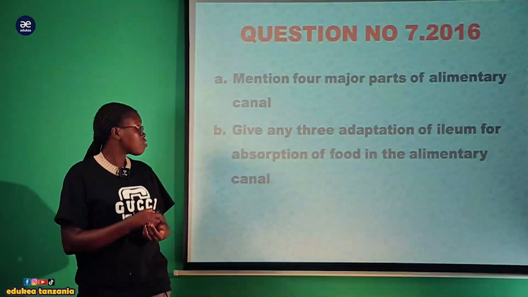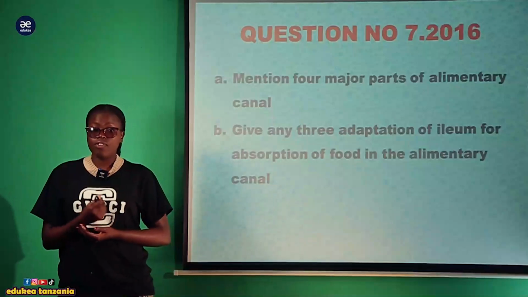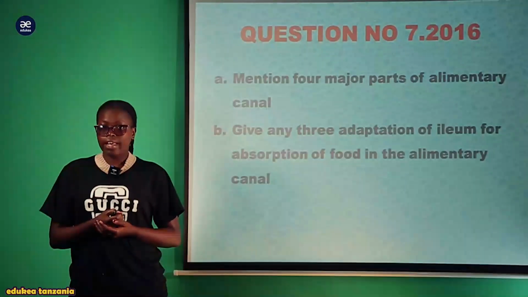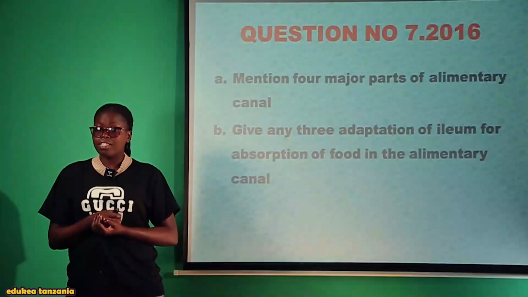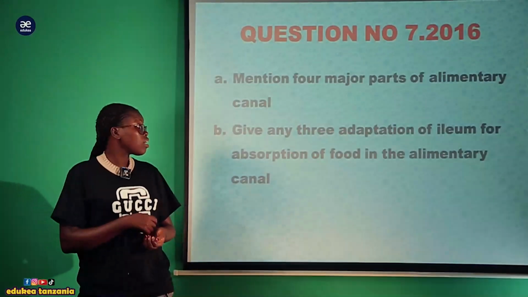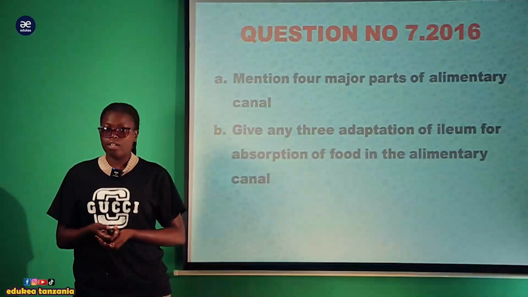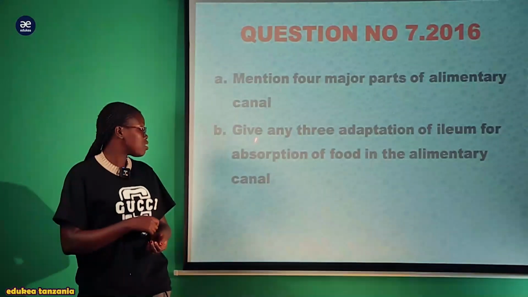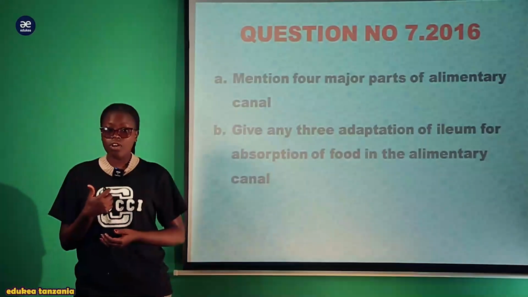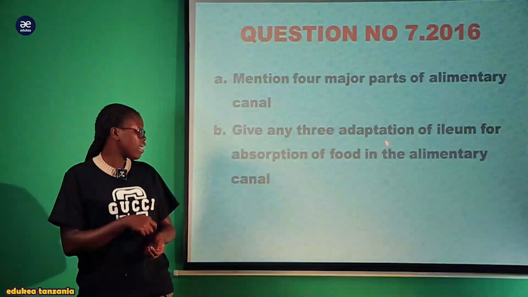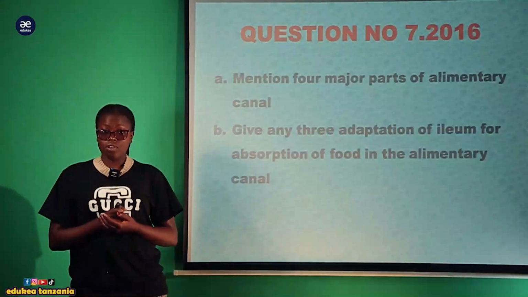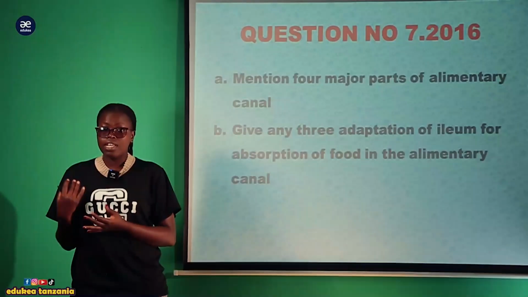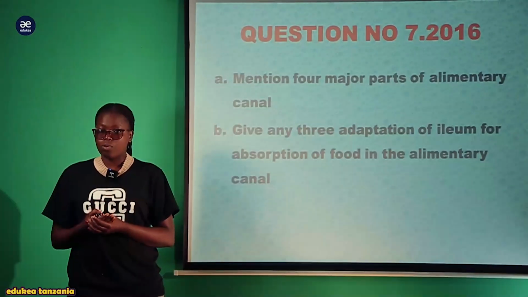My lovely students, before we answer the question, first of all we have to be aware of the direction of the particular question. Question number 7, Roman A, needs you to give only four major parts of the alimentary canal. And Roman B needs you to give only 3 adaptations of the ileum for the absorption of food in the alimentary canal. Make sure that you stick to the direction so as to avoid wasting time while attempting your question.